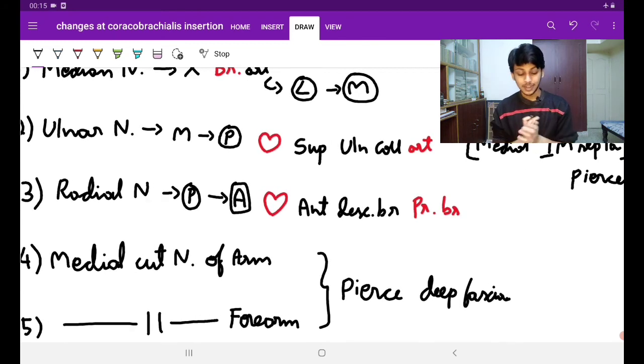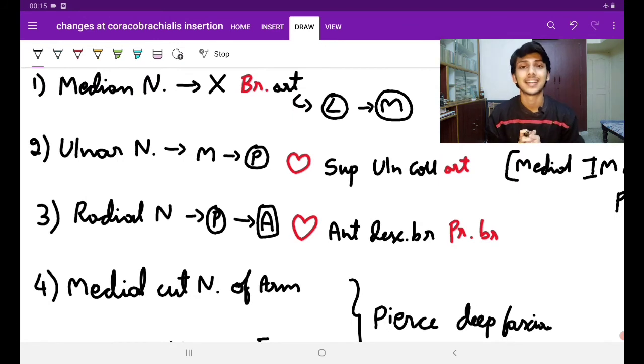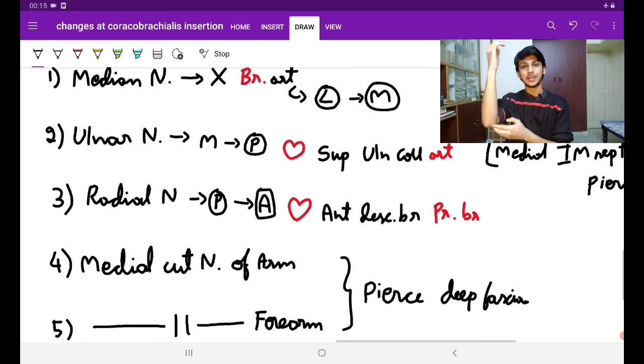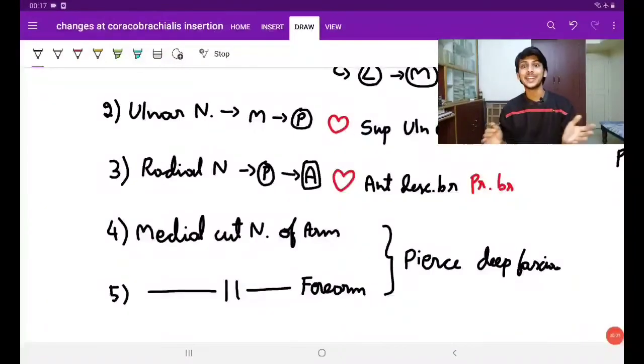Okay, and it has a girlfriend too. Okay, ulnar nerve has a girlfriend. Which is that girlfriend? That was the boyfriend. The boyfriend is the superior ulnar collateral artery. They both go together below the medial epicondyle of humerus.